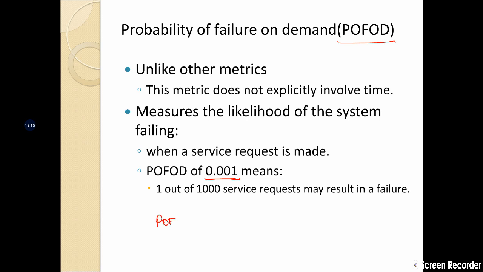So if you have a POFOD value of say 0.1, this will indicate that 1 out of 10 transactions or actions will fail. So if you click on a button 10 times, then 1 time it will fail. Or if you carry out 10 transactions, out of those 10 transactions, 1 will fail. And 0.01 will indicate that out of 100 transactions, 1 is going to fail. So this is a metric which does not involve time, and it is used in transaction-based systems, like when making banking requests. In that case, they check for probability of failure on demand.